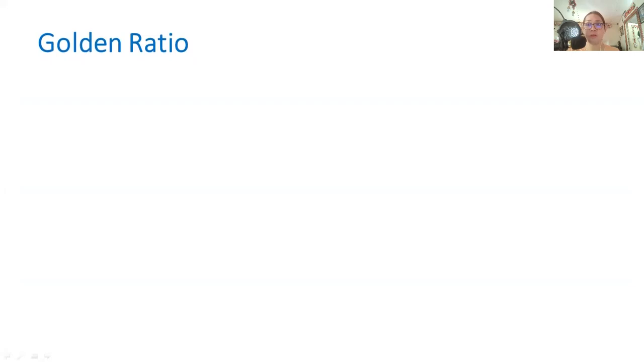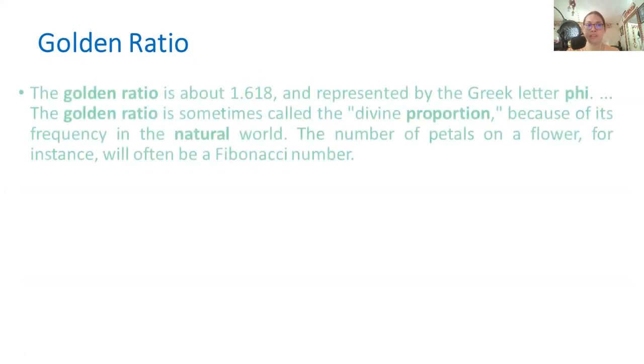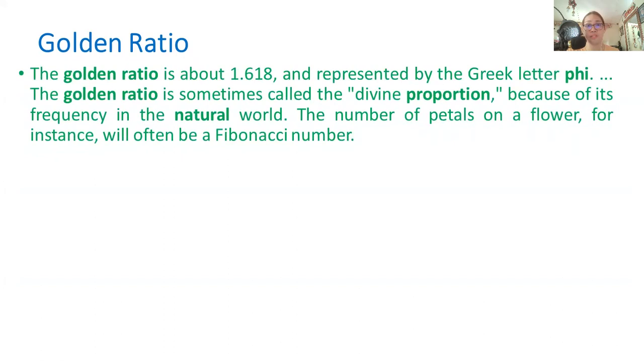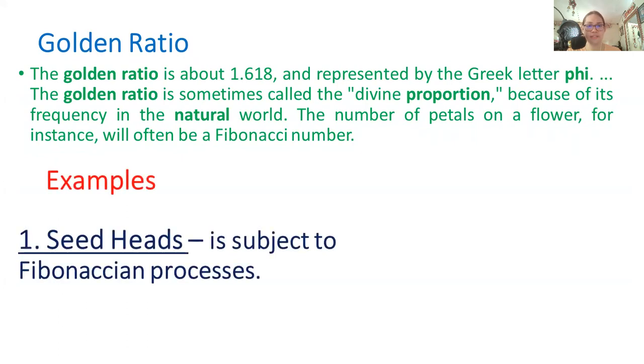So we talked about the golden ratio a while ago in the Fibonacci sequence. The golden ratio is about 1.618. It is represented by the Greek letter phi rather. The golden ratio is sometimes called the divine proportion. Why? Because of its frequency in the natural world. The number of petals on a flower, for instance, will often be a Fibonacci number. Another example, seed heads, are subject to Fibonacci processes.